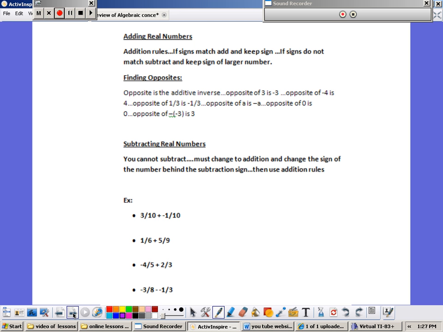Okay, first thing you have to remember on rational numbers and fractions is you have to have a common denominator. I do. So I keep that common denominator. Then I have 3 plus -1. They don't match, so I subtract. 3 minus 1, 2. Keep the sign of the larger. 3 is larger, it's positive, so my answer is 2/10. Reduced to 1/5.